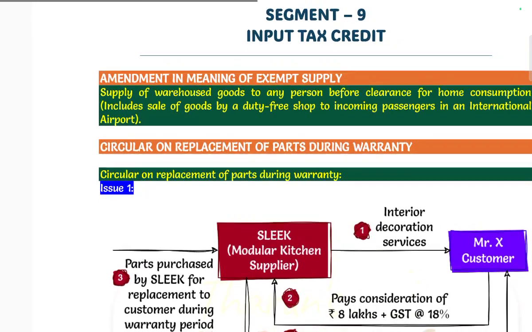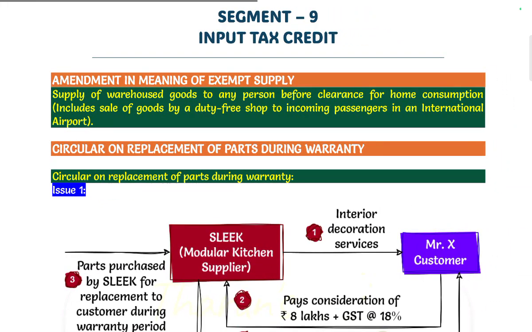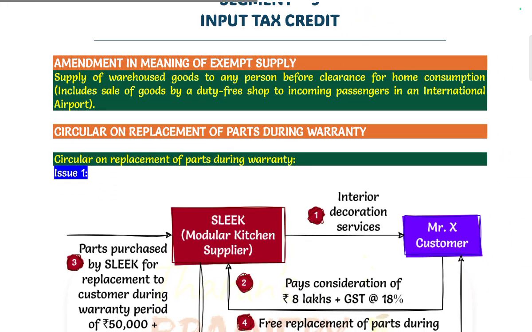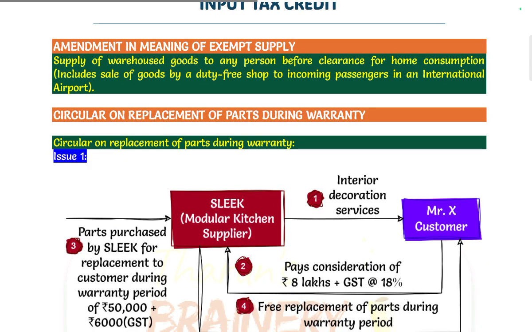Section input accepted. Amended meaning of exempted supply: supply of warehoused goods to any person before clearance for home consumption, including sale of goods by a duty-free shop to incoming passengers at an international airport.